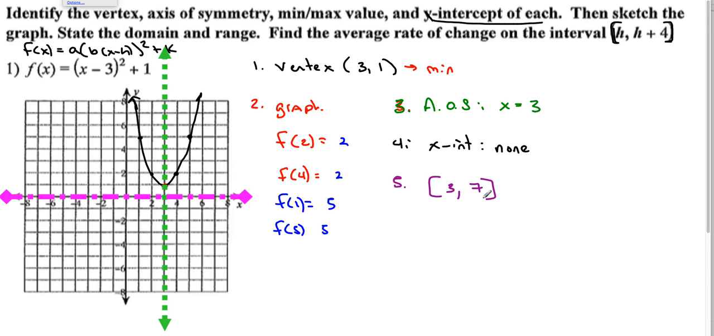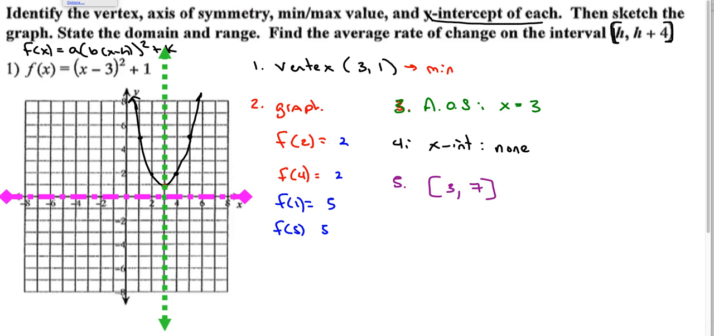What does the average rate of change mean? In other words, what am I looking for? Average rate of change. What does that mean? Like if it's increasing, how fast it increases. Okay, and what's another word for that? Slope, right? The average rate of change is just a slope. We've found slopes plenty of times.